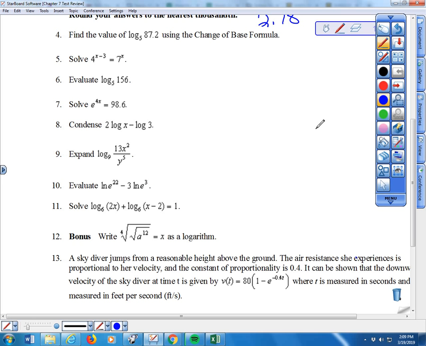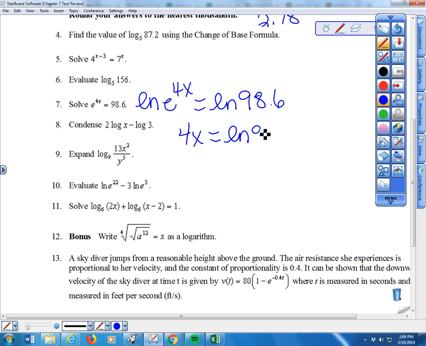All right, solve e to the 4x equals 98.6. So what do we do when we have e as a base? What can we do to both sides to help with that? Take the natural log. Yep. So ln e to the 4x equals ln 98.6. Ln e to the 4x is just 4x. So x is equal to natural log of 98.6 divided by 4, 1.15.